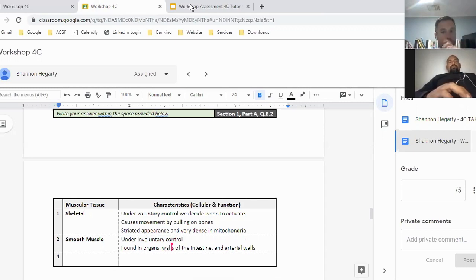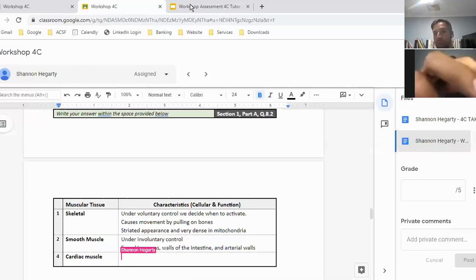Now there's one more type of muscle. It's the heart. So it's the cardiac muscle. Cardiac muscle has some characteristics of skeletal muscle and some characteristics of smooth muscle. So cardiac muscle, the heart, is under involuntary control.